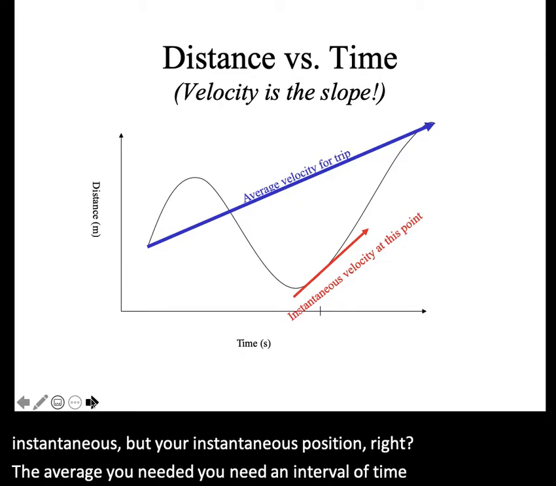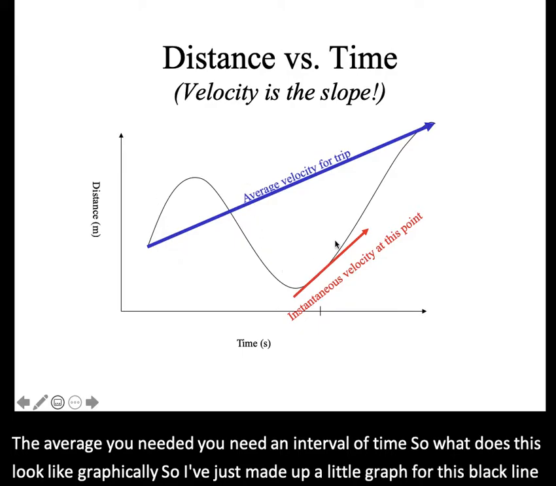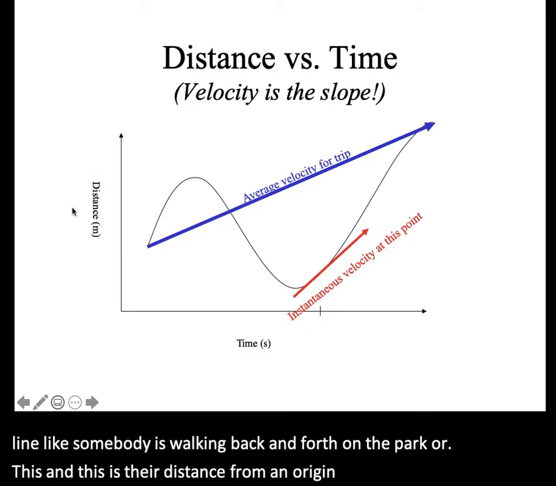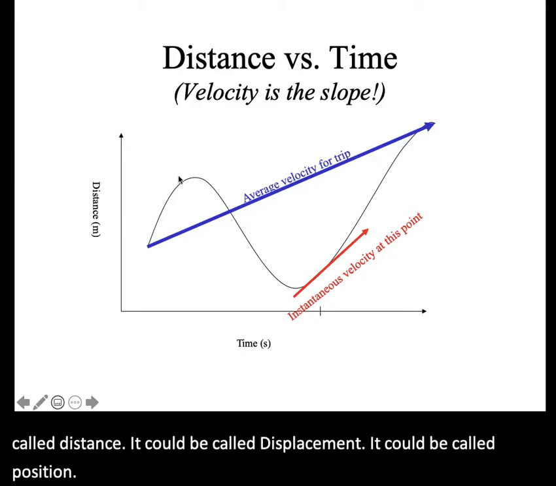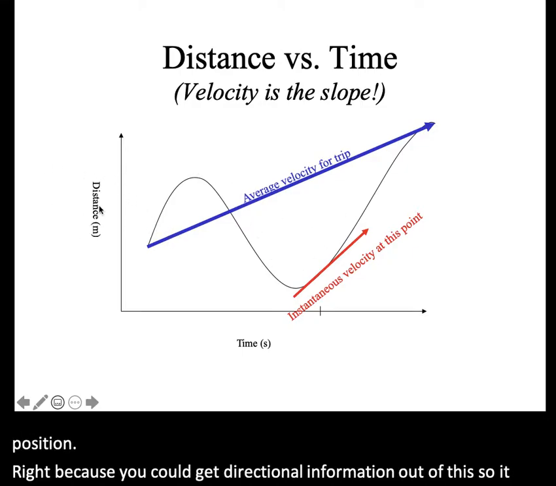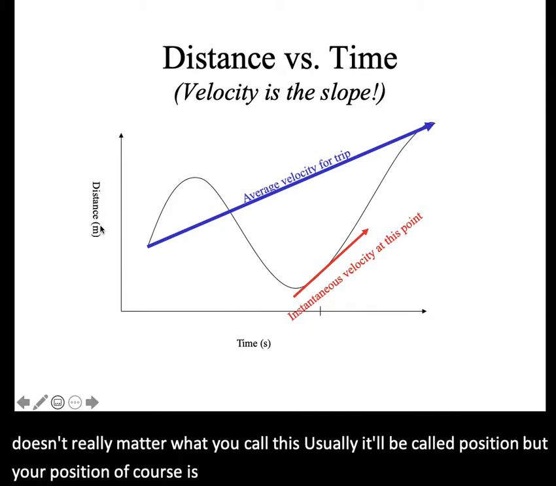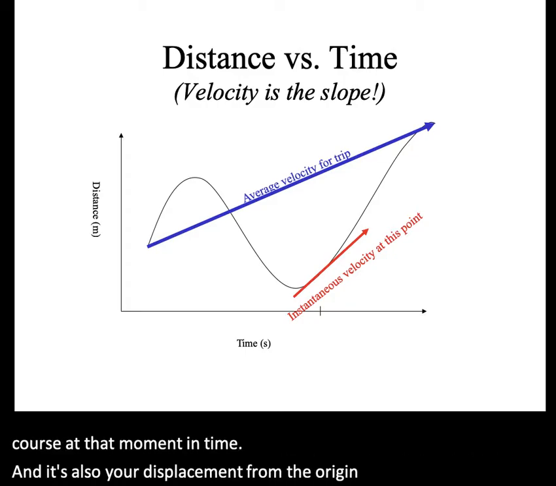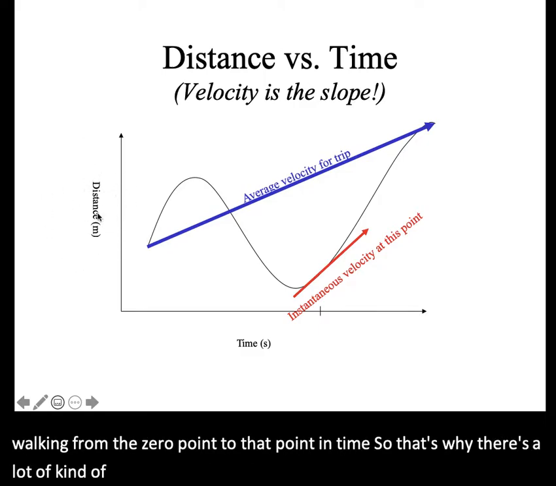So what does this look like graphically? I've just made up a little graph here, this black line, like somebody's walking back and forth in the park or something like this. And this is their distance from an origin. So the y-axis here could be called distance, it could be called displacement, it could be called position, right? Because you can get directional information out of this, so it doesn't really matter what you call this. Usually it'll be called position. But your position, of course, is a distance from a specified origin. And of course, at that moment in time, that's also your displacement from that origin if you think about walking from the 0 point to that point in time. So that's why there's a lot of sloppiness and synonyms for the y-axis here.